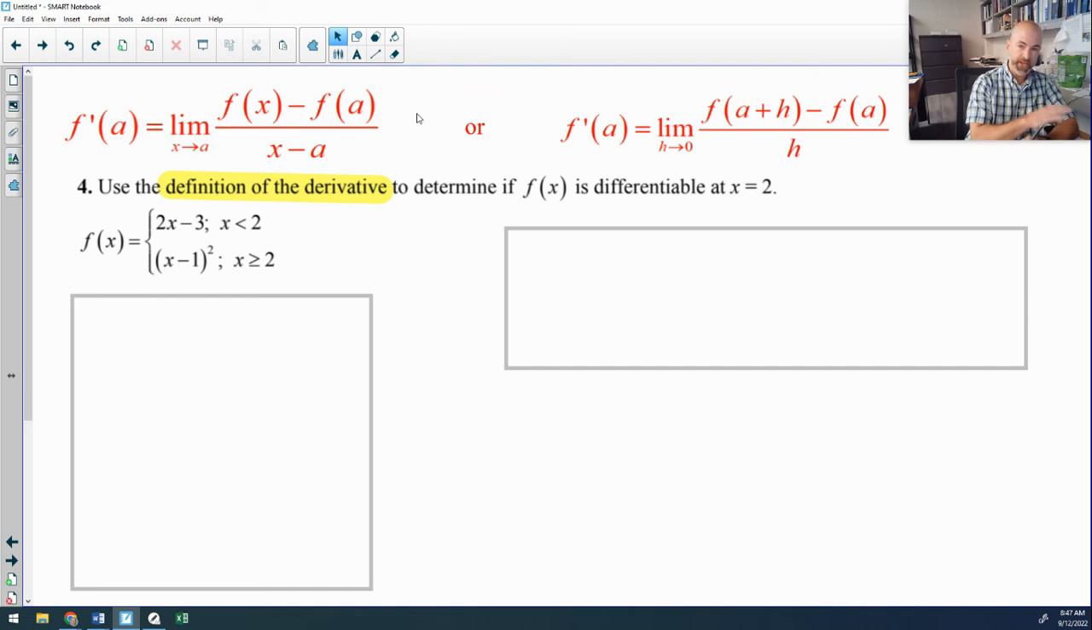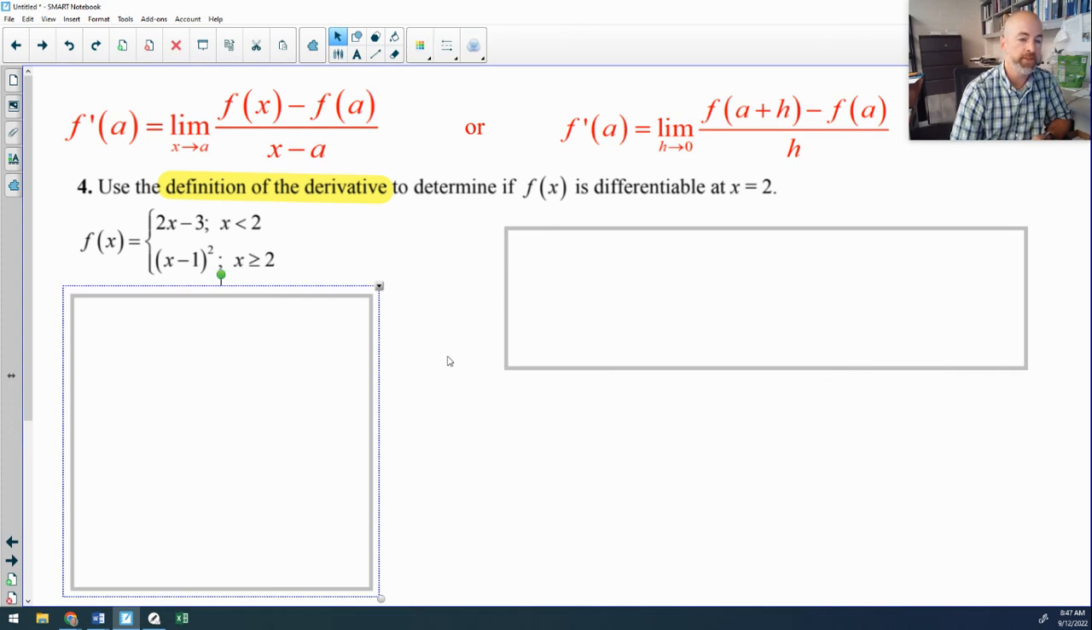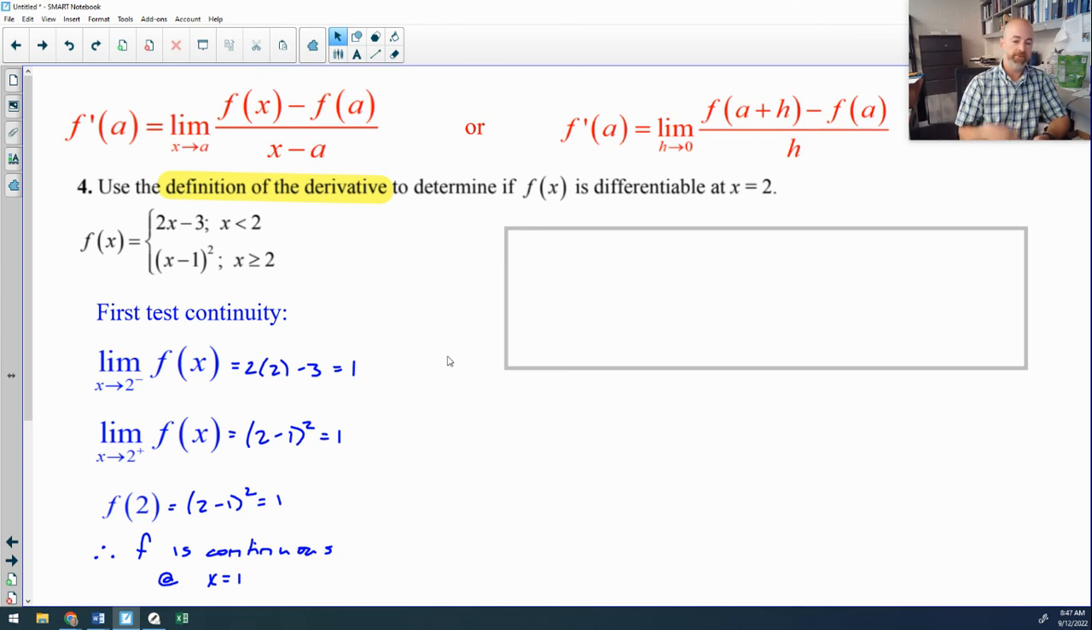Now, that doesn't change the beginning of our proof. We still have to show continuity, which has nothing to do with the derivative. We can find continuity by just looking at this, and I've done that very quickly. Your left side of 2 is 2 times 2 minus 3, which is 1. The right side is 2 minus 1 squared, which is also 1. F of 2 is 1.